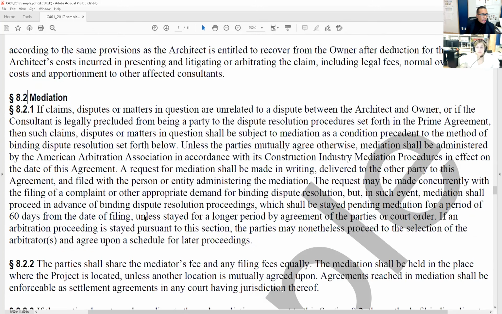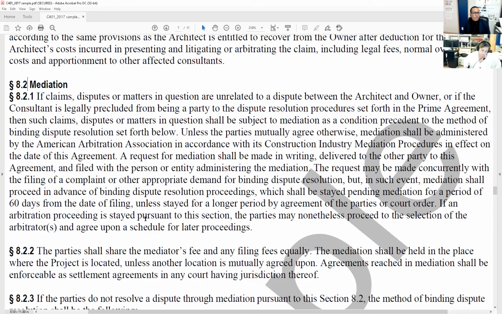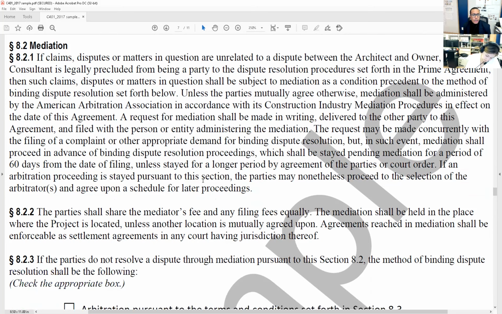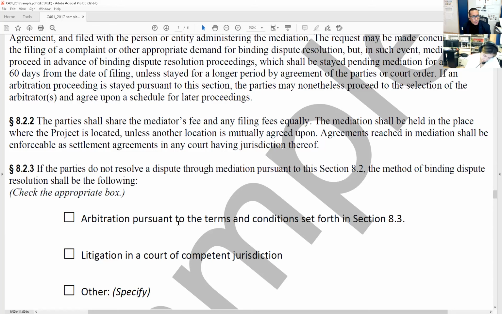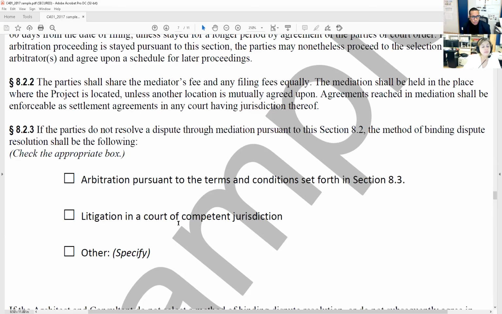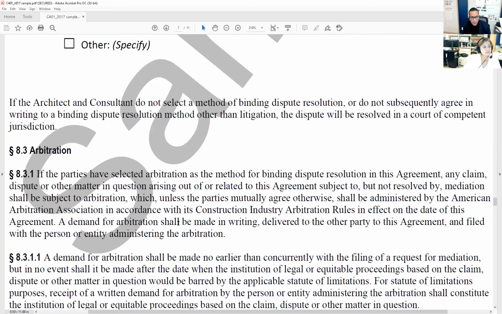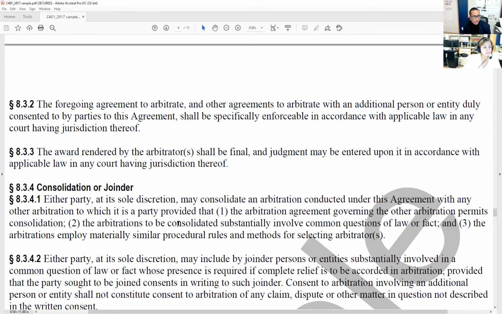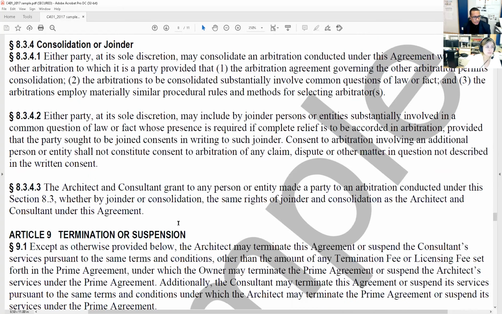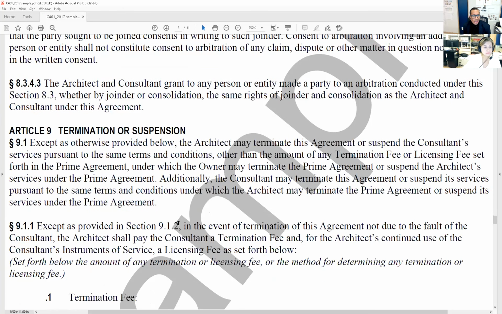And then we have section 8.2, mediation. I'm not gonna read it. Why? Because it is pretty much the same thing as what we did on the B101. Mediation still is mediation. And these are the different types of dispute resolution methods, just like in the B101. Arbitration, same thing. Consolidation and joinder, same thing. Termination and suspension, slightly different.